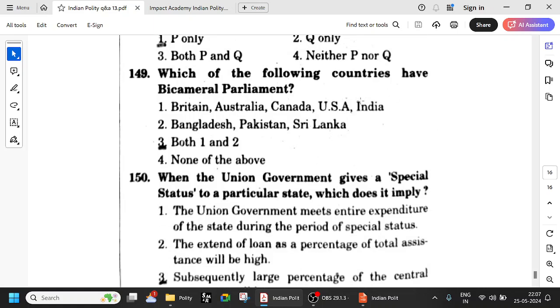So which of the following countries have a bicameral parliament? Okay, all these things. India has bicameral: we have Lok Sabha, Rajya Sabha. USA has, no. Britain has. Australia, Canada, Bangladesh, Pakistan, Sri Lanka, everybody. Okay, all these countries have a bicameral parliament.